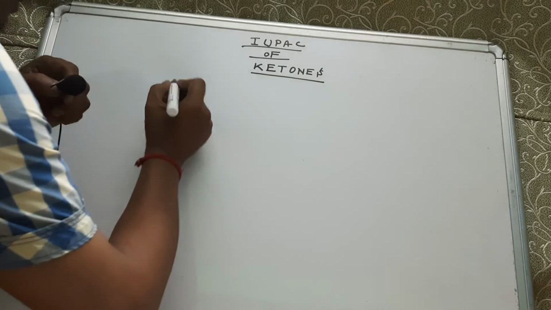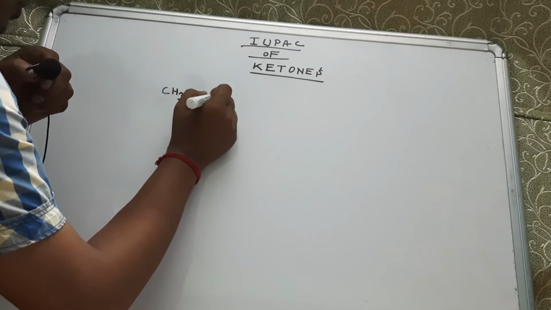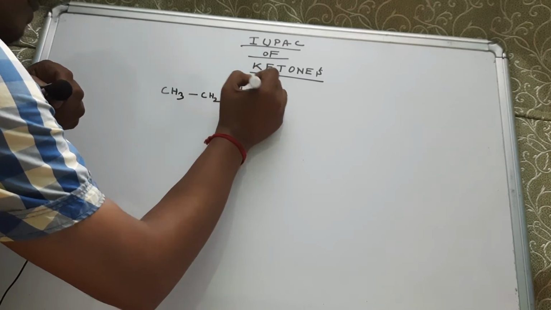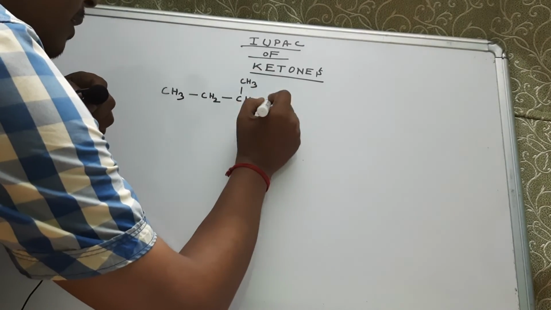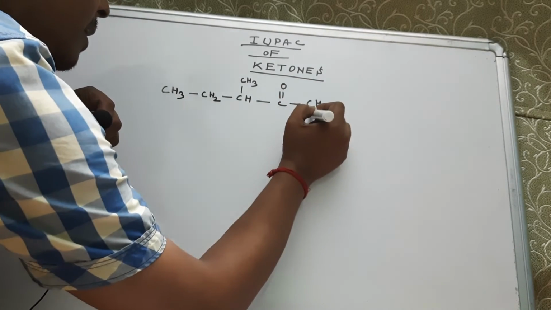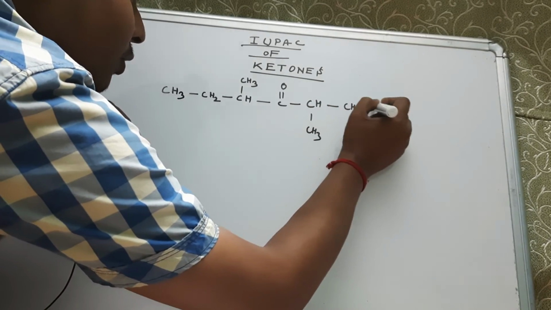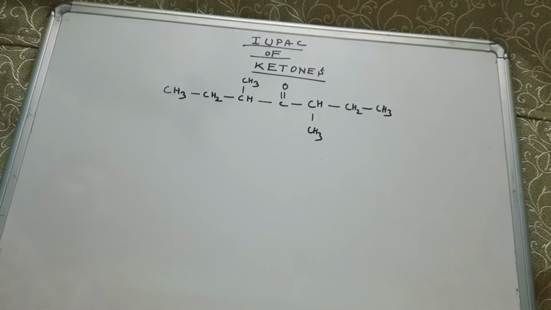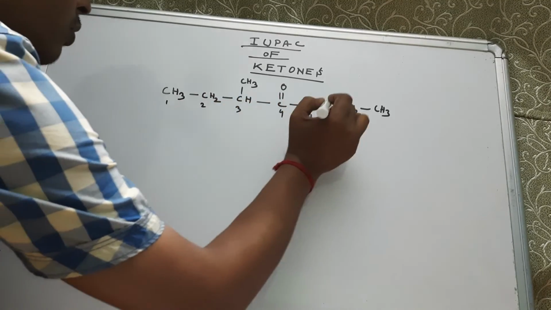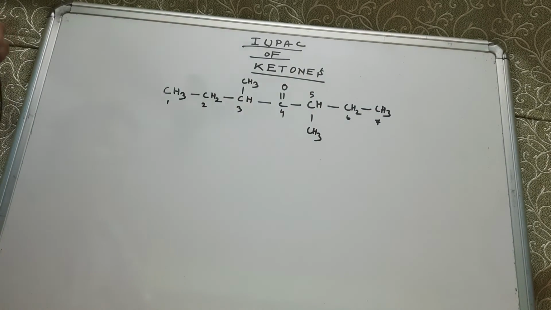And what will be the IUPAC nomenclature of CH3, CH2, CH, CH3, C double bond O, CH, CH3, CH2, CH3? So here again start numbering. So 1, 2, 3, 4, this is 5, 6, 7. So there are methyl groups at the 3 and 4 position.